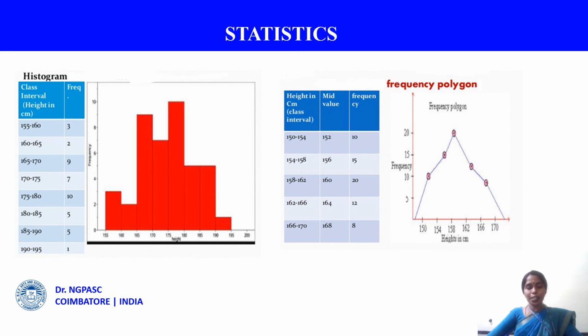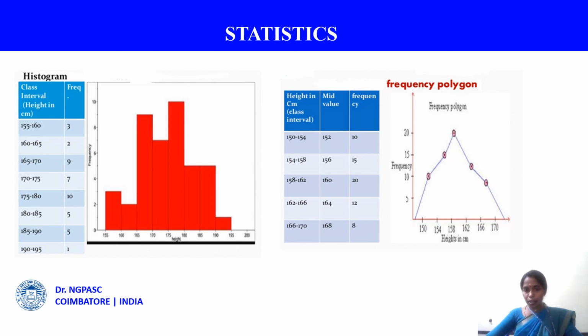The next one is the frequency polygon. A frequency polygon is nothing but, in a histogram, the upper middle point of every bar is marked, that is, for all the bars of the histogram. Then I join those points using a scale, that is, using straight lines. That is called a frequency polygon.